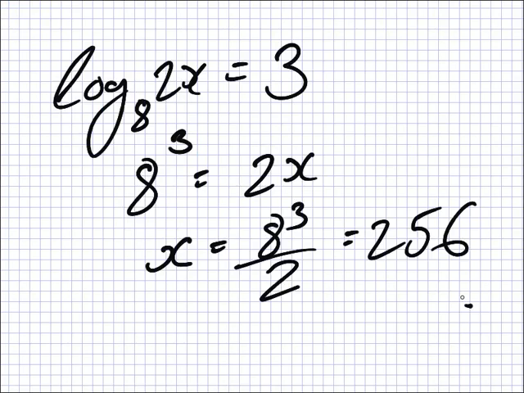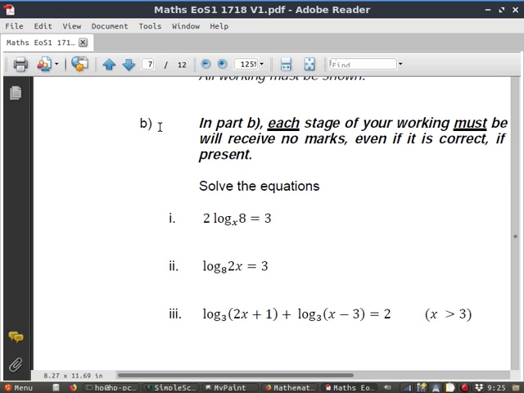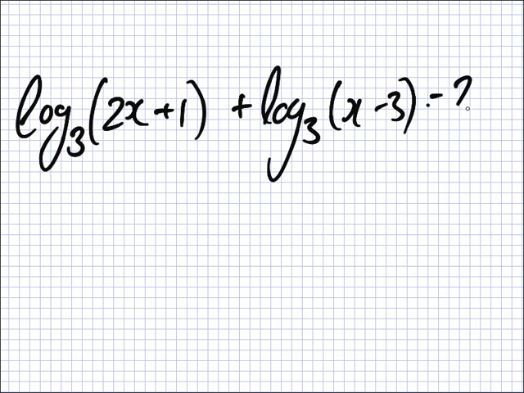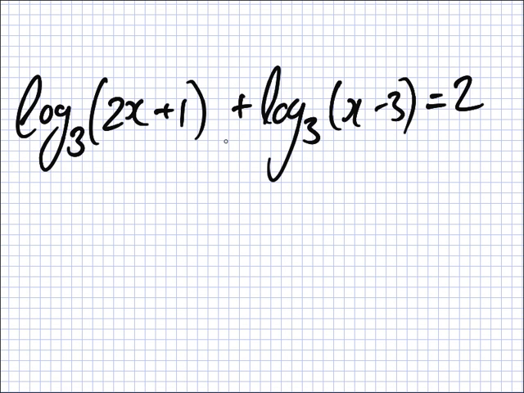Last part is log base 3 of 2x plus 1. Yeah. Right, and they've already nicely told us what the permitted values of x are. X must be more than 3. So that's handy. Sometimes we have to work that out ourselves. So we use the first rule of logs, which basically says log A plus log B is log AB.